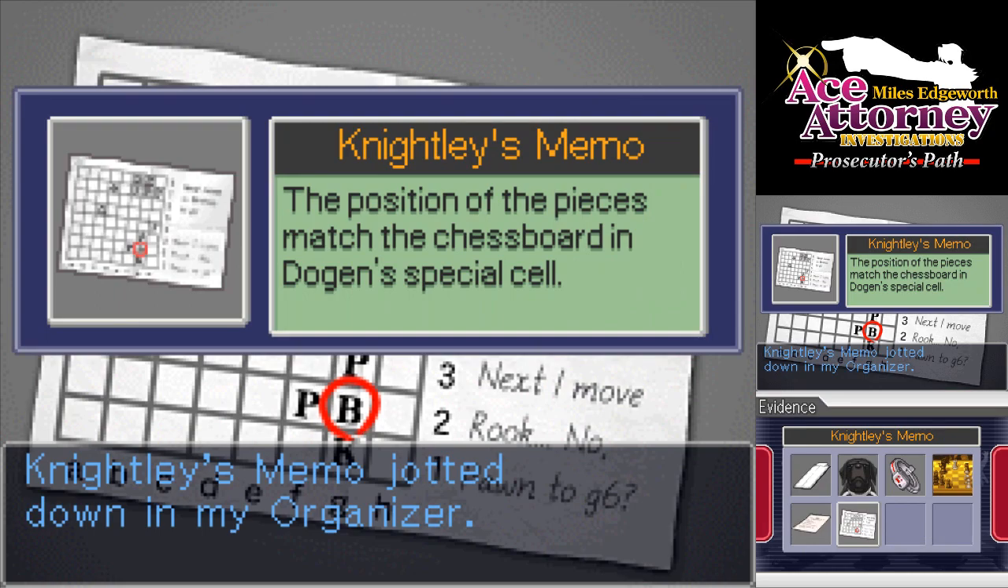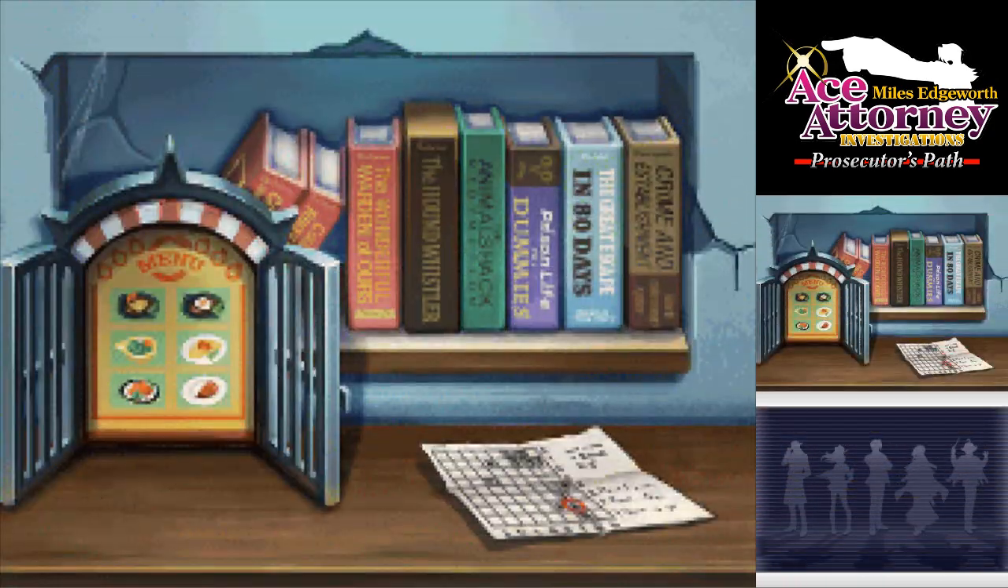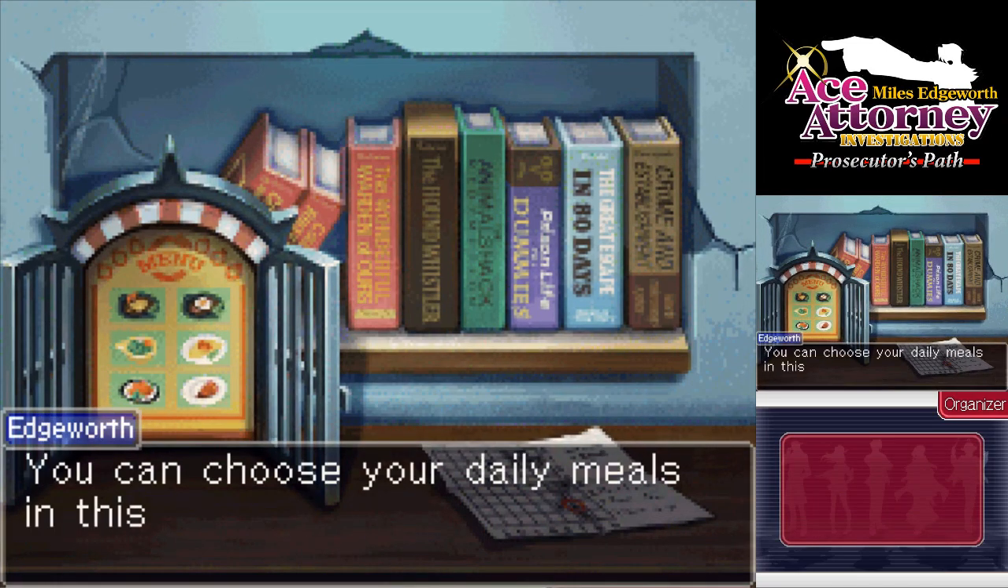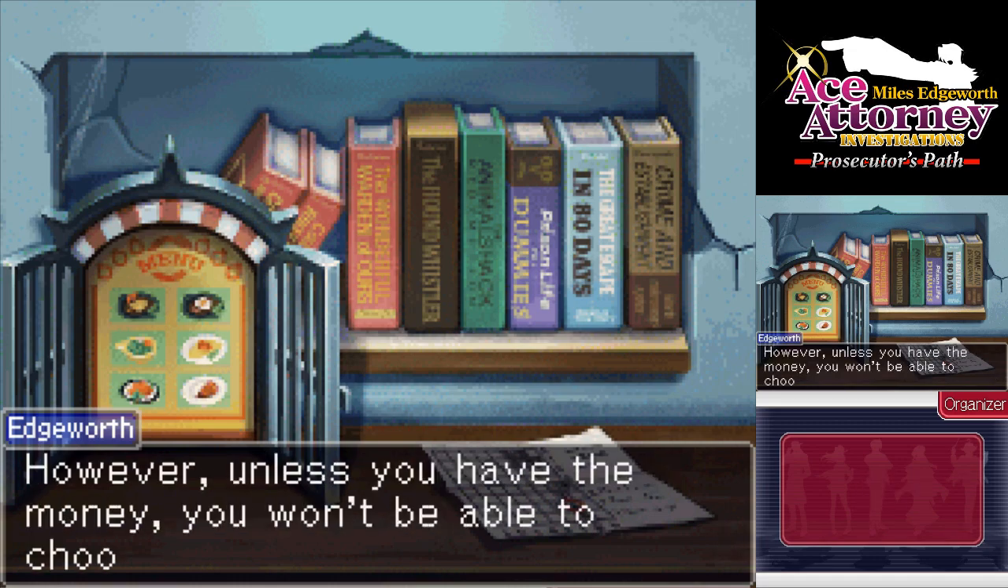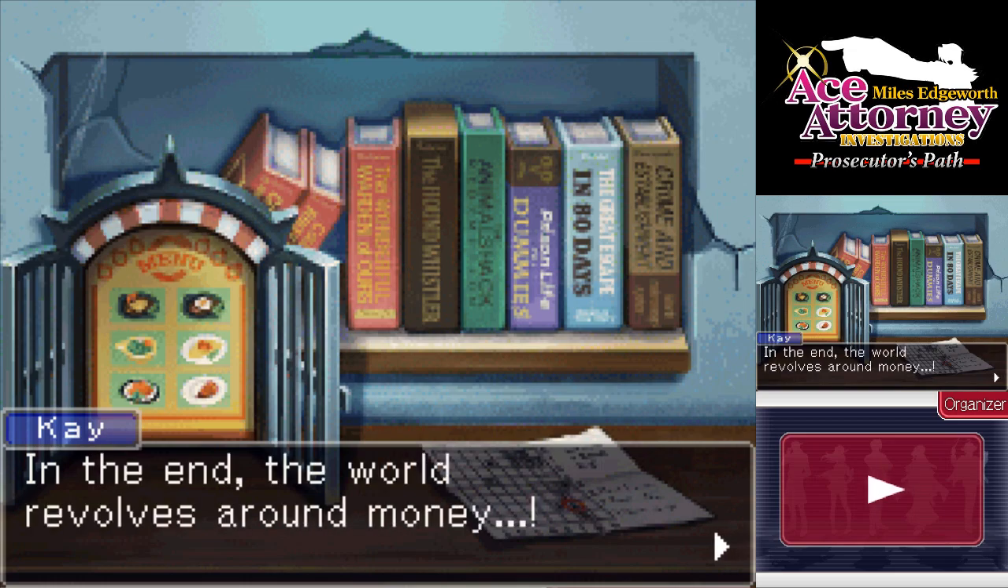Knightley's memo jotted down in my organizer. The heck is that thing? Mr. Edgeworth, is this a dining menu? You can choose your daily meals in this detention center. However, unless you have the money, you won't be able to choose what you want to eat. In the end, the world revolves around money.